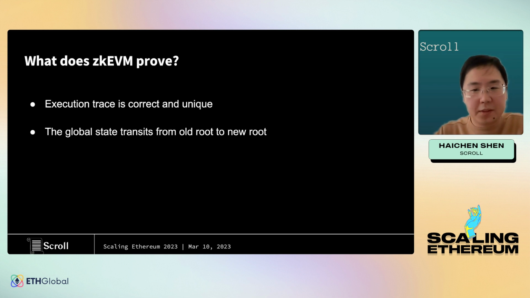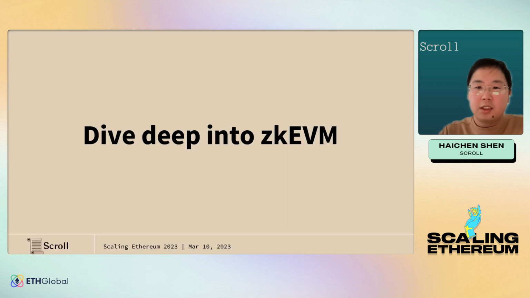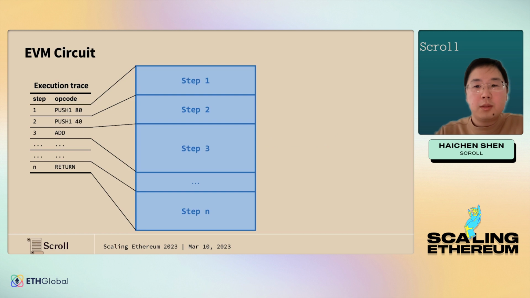Okay, so this is some high-level overview of what the zkEVM is going to prove. And then let's dive a little deeper into how we build the zkEVM in the circuit. Remember that I just explained that the zkEVM is trying to prove that the execution trace is correct after applying certain transactions and then executing some smart contract. So the logic is quite similar to what happens inside the circuit, where the core circuit in the zkEVM that we're building is called the EVM circuit.